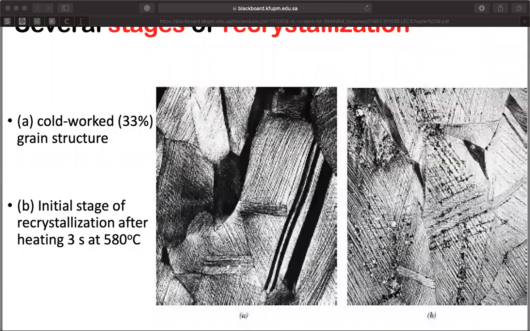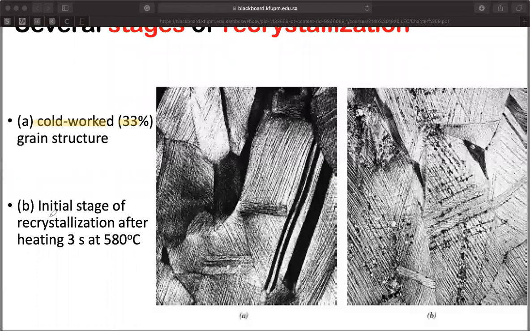Let's take a closer look at what's happening to the material. This is a polycrystalline material, and this is a cold worked material. You have done 33% cold working. You can see this is a grain, this is another grain, and another grain. You can see those lines representing dislocations. The dislocation lines were activated on the slip systems inside the material until they approached the surface. This is how they look after they approach the surface.